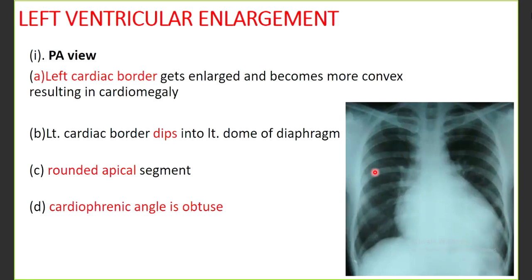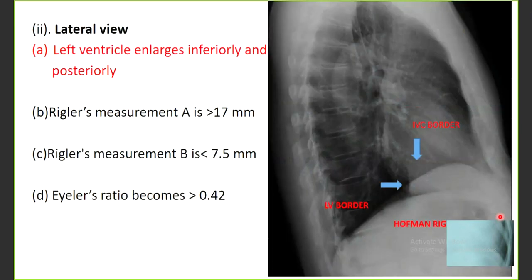As far as PA view is concerned, we have already discussed the left ventricular assessment in lateral view. In PA view, whenever there is left ventricular enlargement, the left cardiac border becomes more and more enlarged, more and more convex, and gives rise to obvious cardiomegaly. The left cardiac border dips into the left dome of the diaphragm, and you get an obtuse cardiophrenic angle instead of an acute angle as you see in RV enlargement. Also, the apical segment will be rounded as seen in this X-ray.